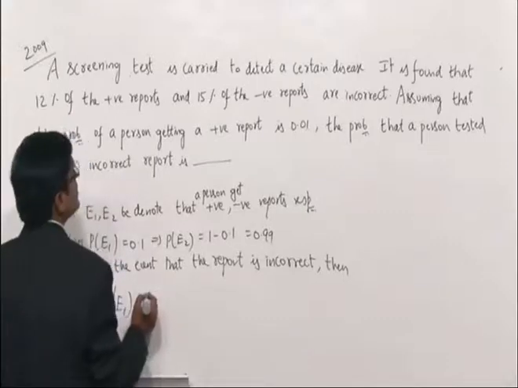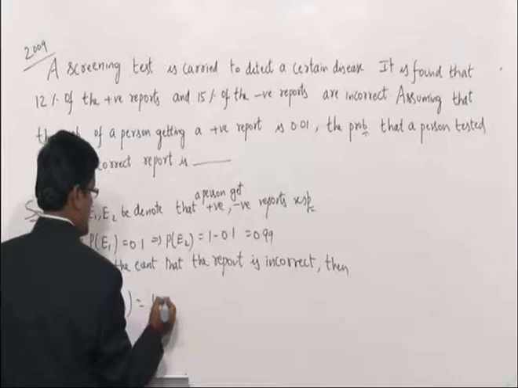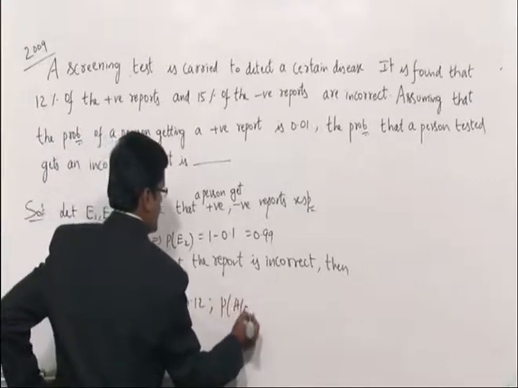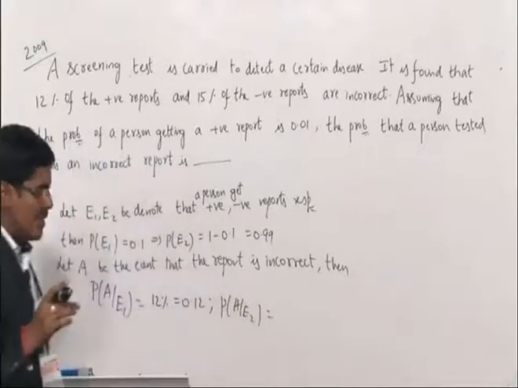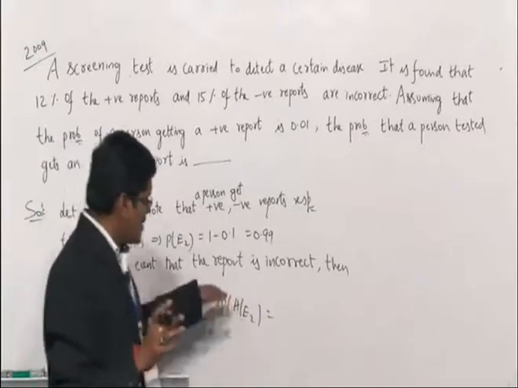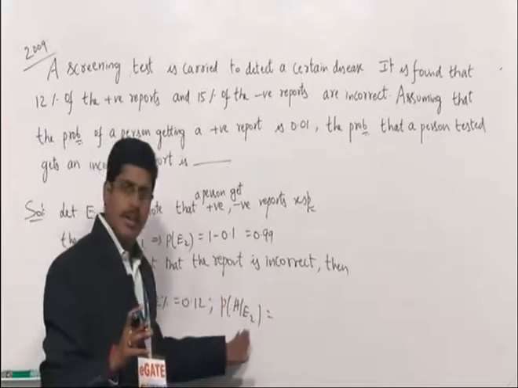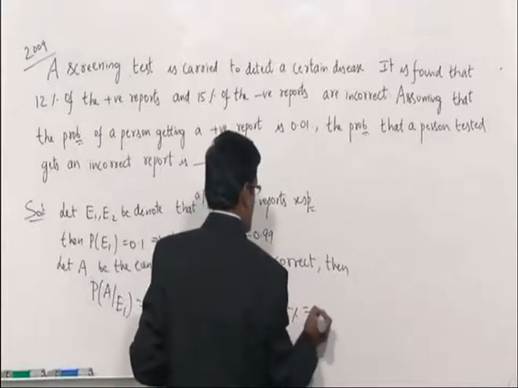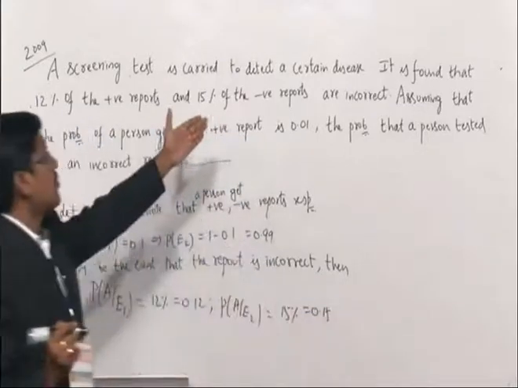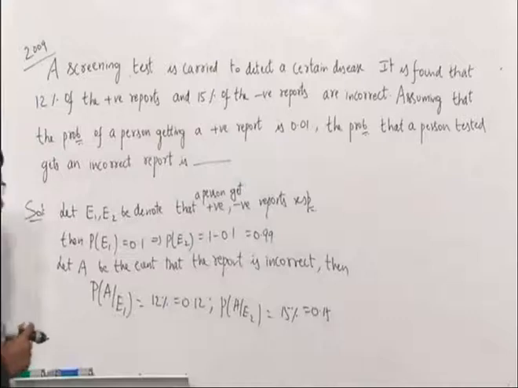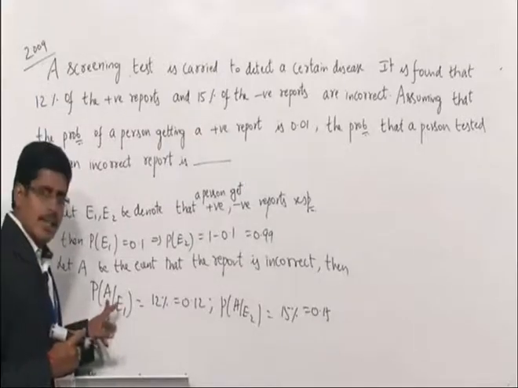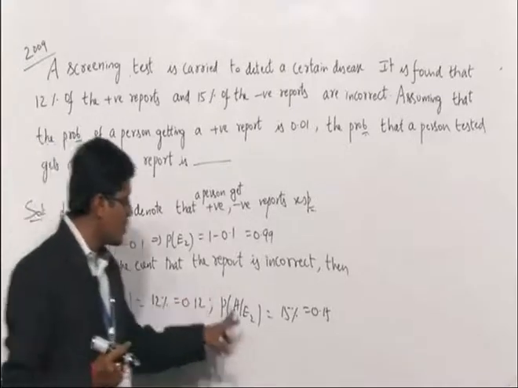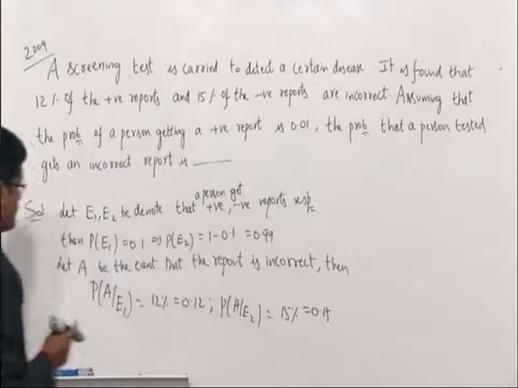Which is given 12%. So that is 0.12. What is P of A given E2? The person tested and it gives incorrect report from negative, which is given 15%. That is 0.15. That is 15% of the negative reports are incorrect. So what is A given E1? That the incorrect report is from positive, and that the incorrect report is from negative.